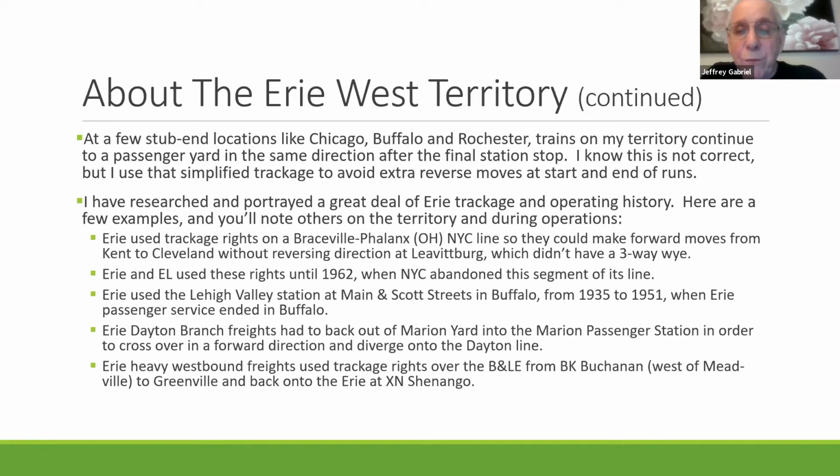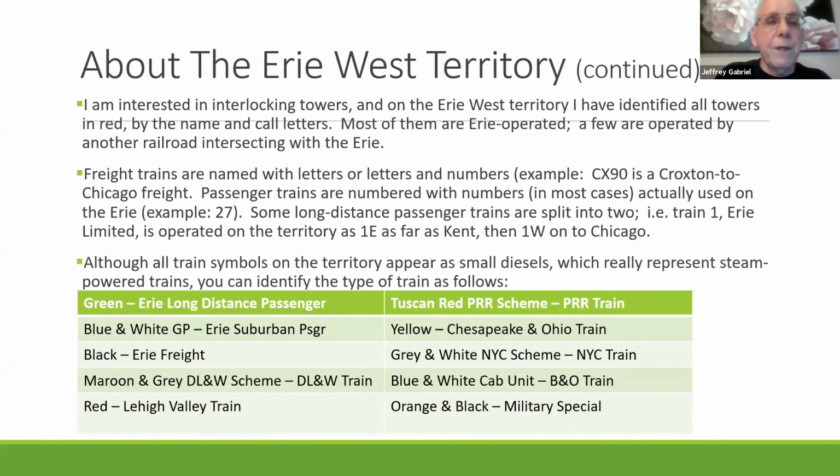Erie heavy westbound freights used trackage rights over the Bessemer and Lake Erie. This is a fairly obscure point. From BK Buchanan, which is west of Meadville, to Greenville on the Bessemer and Lake Erie, and then back onto the Erie at the interchange switch at XN Shenango Crossing. You'll see that. Okay, a last slide about this.